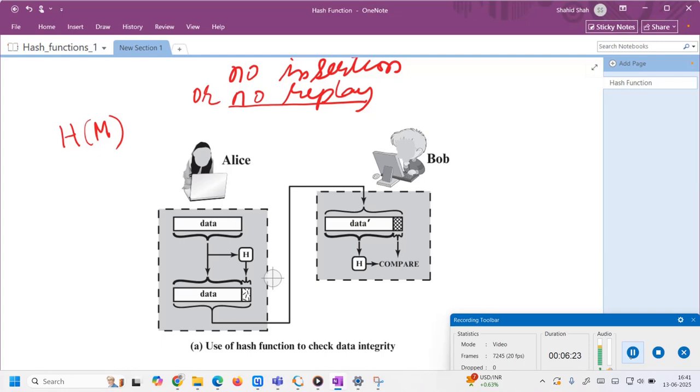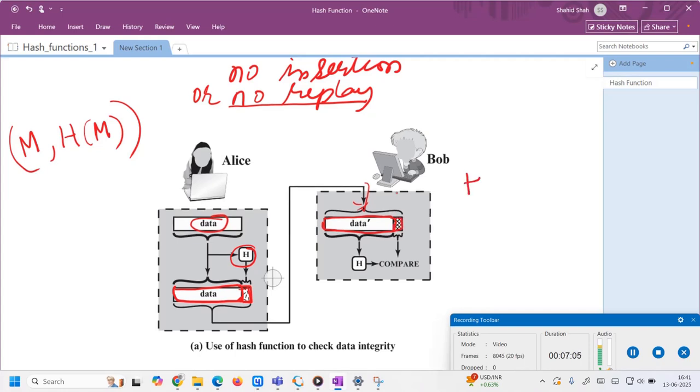So what you do is you transmit both this message M and the hash of this message, H of M. This is the data block, and you are computing the hash of this. Remember that the hash is usually of much smaller length than the data, and then you transmit this. Now Bob knows that the first bits of this frame are the data, and the last bits are the hash.